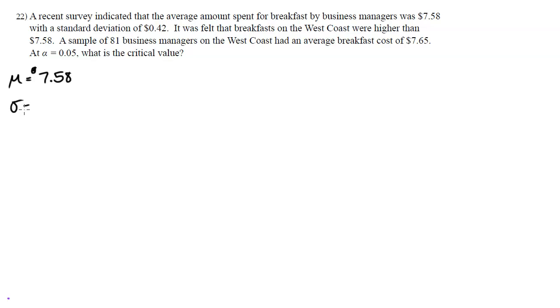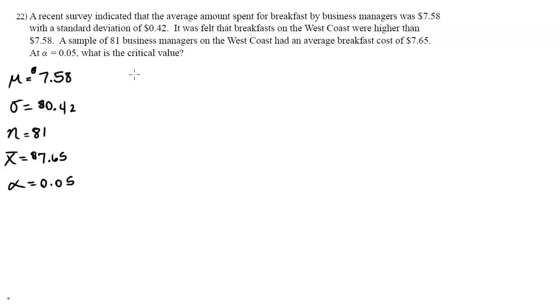Standard deviation of 42 cents. It was felt that breakfasts on the West Coast were higher than $7.58. A sample of 81 business managers on the West Coast had an average breakfast cost of $7.65. At alpha equals 0.05, what is the critical value?